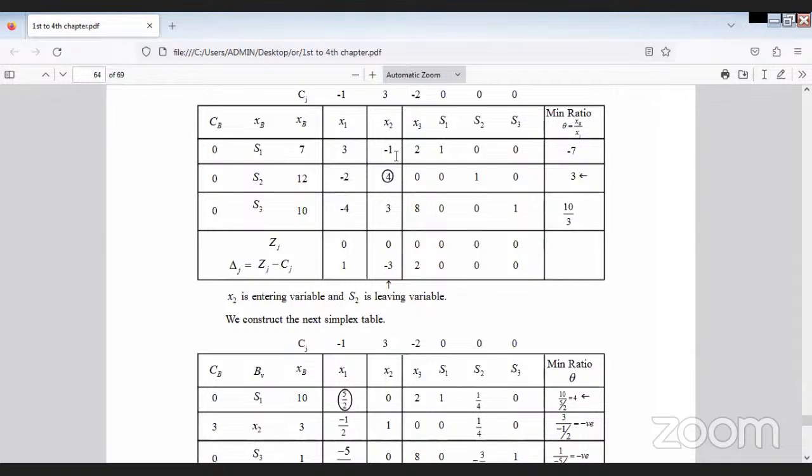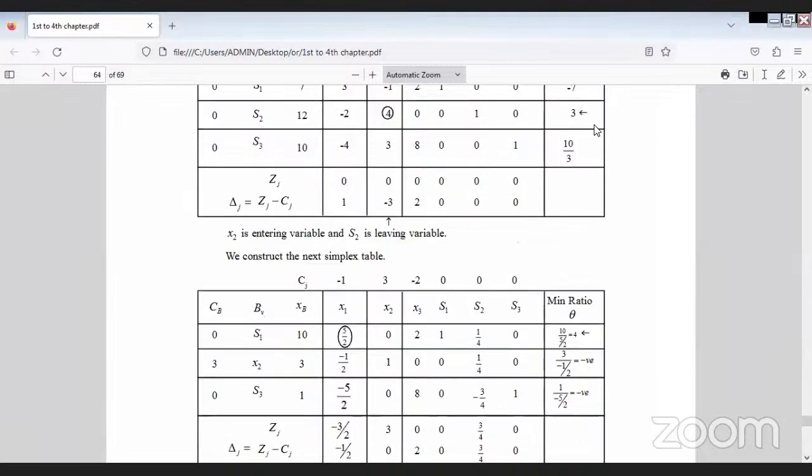S1, x2, s3. What did s1 come to? 7. S1 is equal to 7. X2 is entering, right? Are we entering x2 or not? Yes sir. 7 plus 3 is 10. Then the second, tell me. X2: 3 direct 3. X2 means 3, the pivot element. Clear? Yes sir.